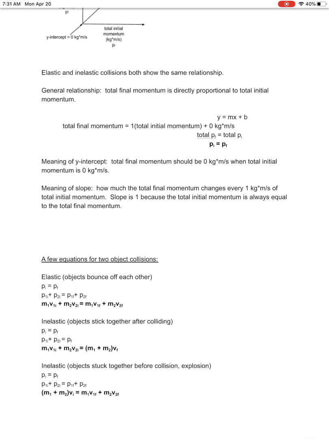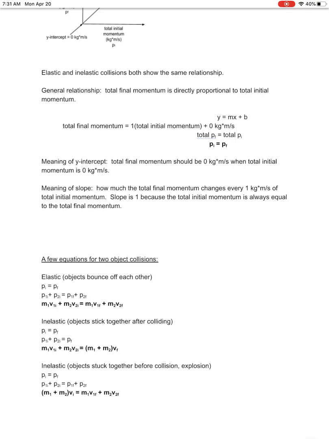Now, you should have seen that each individual object can have different momentum from the initial to the final. But when you add or subtract all of those momentums for each object in the collision, you should find that the total initial momentum is equal to the total final momentum. Now, there are three types of equations that you can consider.